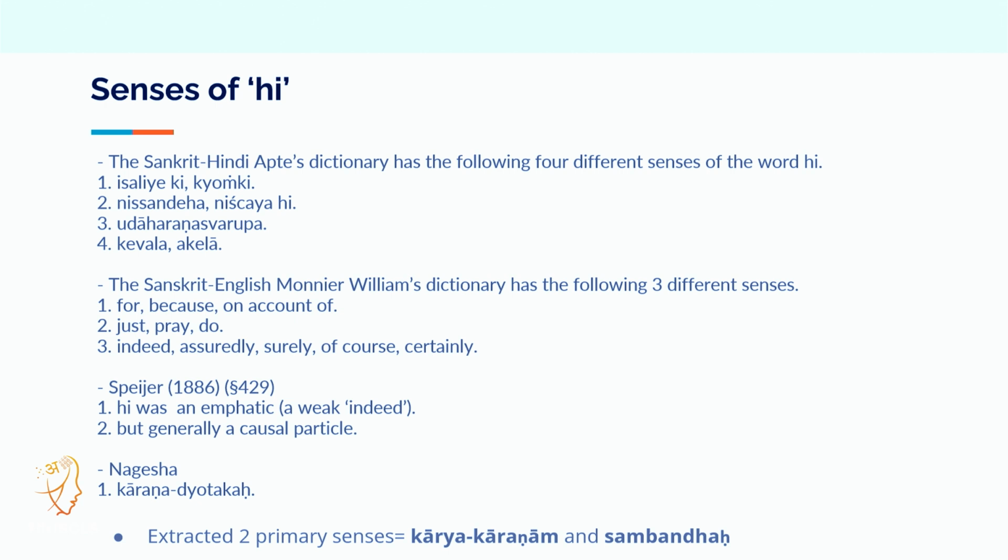So from all the lists, for the process of disambiguation, we extracted 2 primary senses. One is Karya Karanam and the other is Sambandha. All the other non-karaka relations which are associated with a single word, we have given a single tag such as Sambandha. Next slide, please.